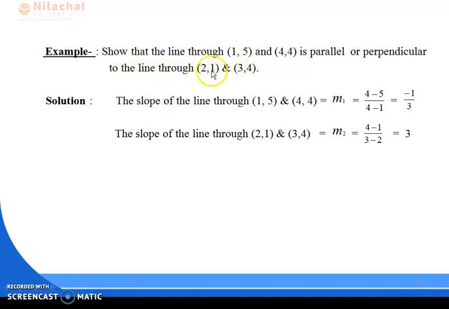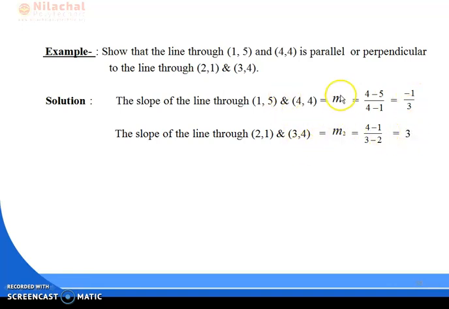In a similar way, we find the slope of line number 2, which is slope m2. The slope of the line through (2, 1) and (3, 4): m2 is (4 minus 1) by (3 minus 2). What do we get now? This is 3 by 1, that means 3. We get m1 is minus 1 by 3 and m2 is 3.